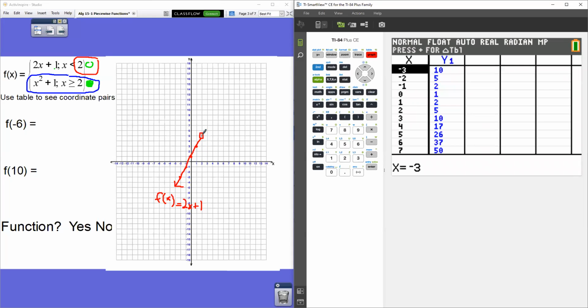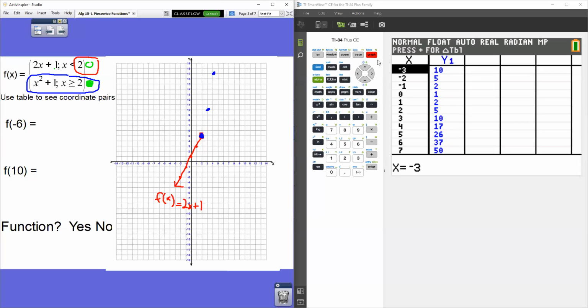Now, what happens if they're the same dot like this one is? Well, if they're the same dot, you're going to color it in. It's going to be a closed dot because the closed dot takes precedence over the open dot. So we're going to see a closed dot there. And then 3, 10 is our next one. Over to 3, up to 10. That's our next dot. Over to 4, up to 17. That's our next dot. And we can't fit anymore.